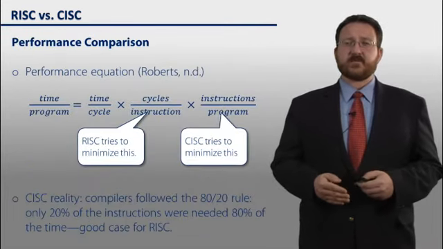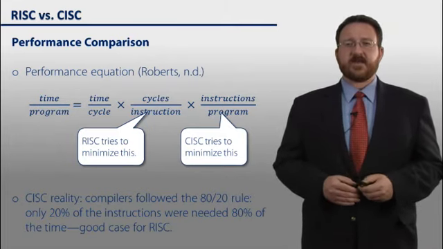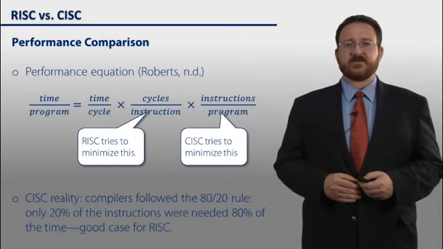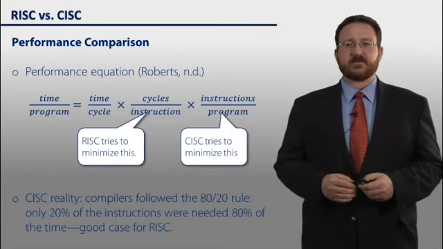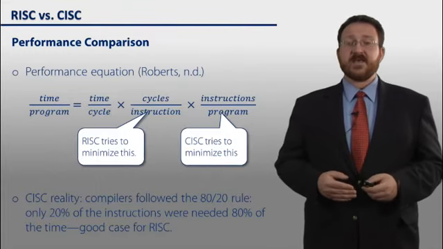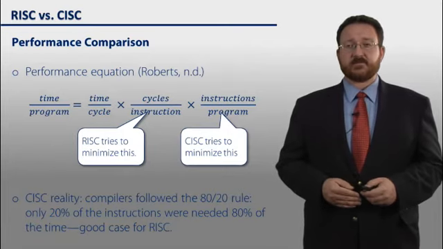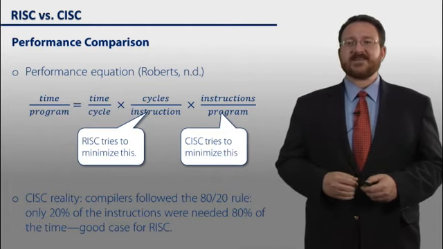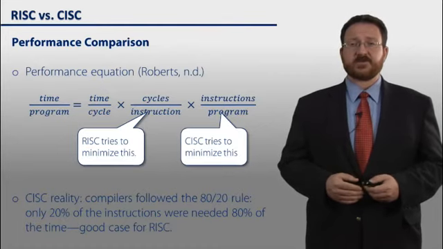If we want to compare the performance of RISC versus CISC computing, the equation is exactly the same. The amount of time that it takes for a program to execute is equal to the amount of time for a single clock cycle times the average number of cycles that it takes for an instruction times the number of instructions for a program. That gives you the time for the program. RISC tries to minimize the number of cycles per instruction, one cycle per instruction, whereas CISC tries to minimize the number of instructions per program. With RISC, on the other hand, the programs were much, much larger in machine code.